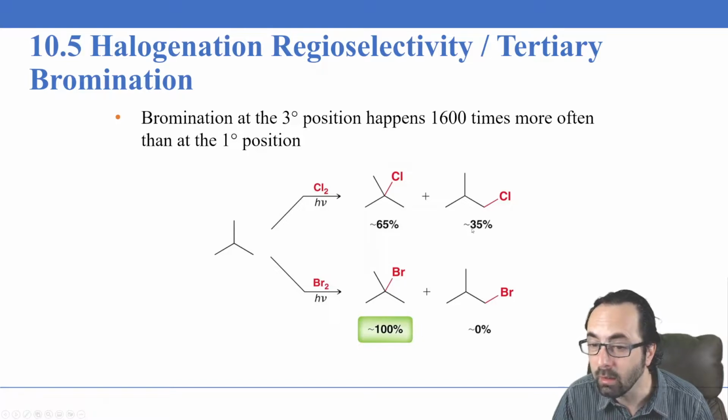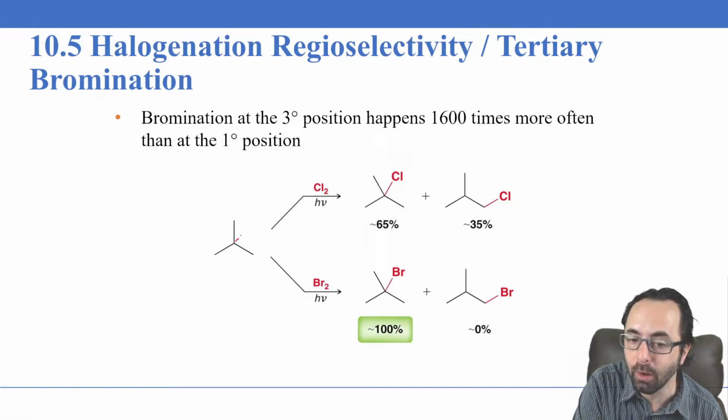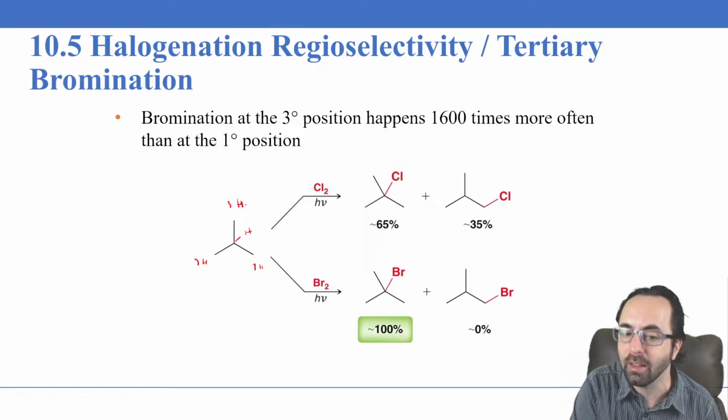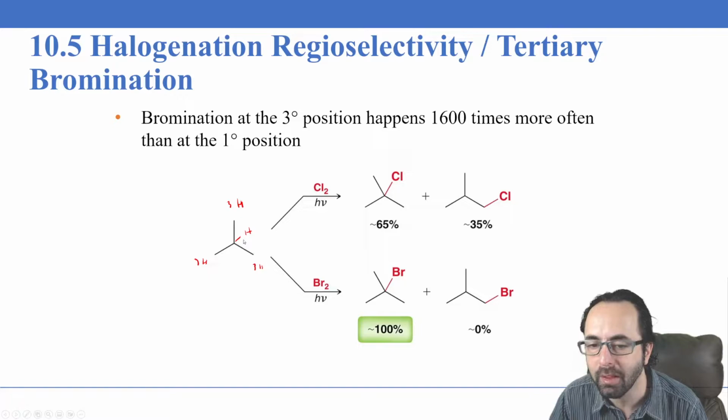And that's pretty crazy too, considering that there's only one hydrogen that can be replaced on the tertiary, and there's 9 on these. There's 1 hydrogen here, but each of these has 3 hydrogens, 3 hydrogens, 3 hydrogens. So in terms of statistics, there's 9 hydrogens to 1 that you could replace. And we can see here that we get 35% chlorine, 65% chlorine.